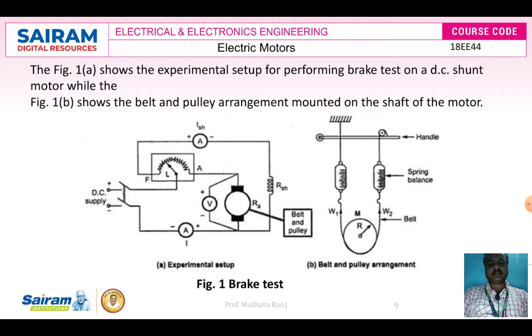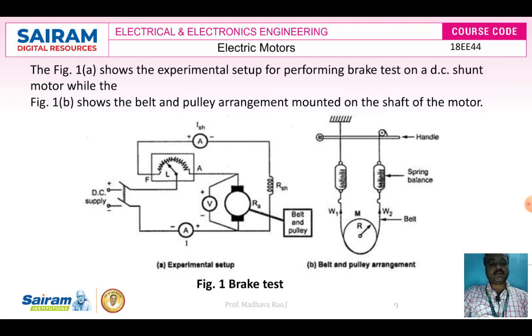Here the armature is connected to the supply and the field winding is also connected to the supply. We can measure the armature current, field current and line current. By calculating the line current, we can calculate the efficiency. The second figure shows the belt and pulley arrangement to apply the load. We have a belt on the DC shunt motor, and by adjusting the spring balance, we can apply the load.